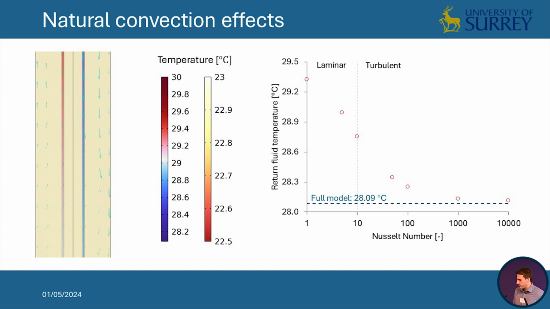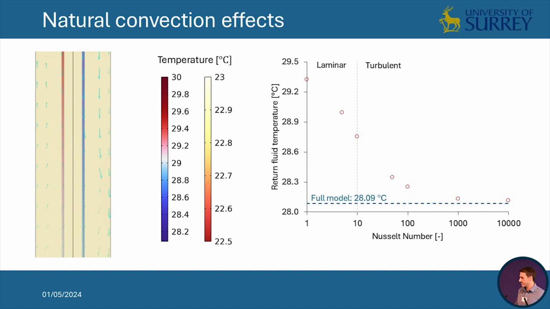And I did a bit of an analysis to see what the feasible range could be here. By modeling all the different physics, including the natural convection, we get the blue line down there.